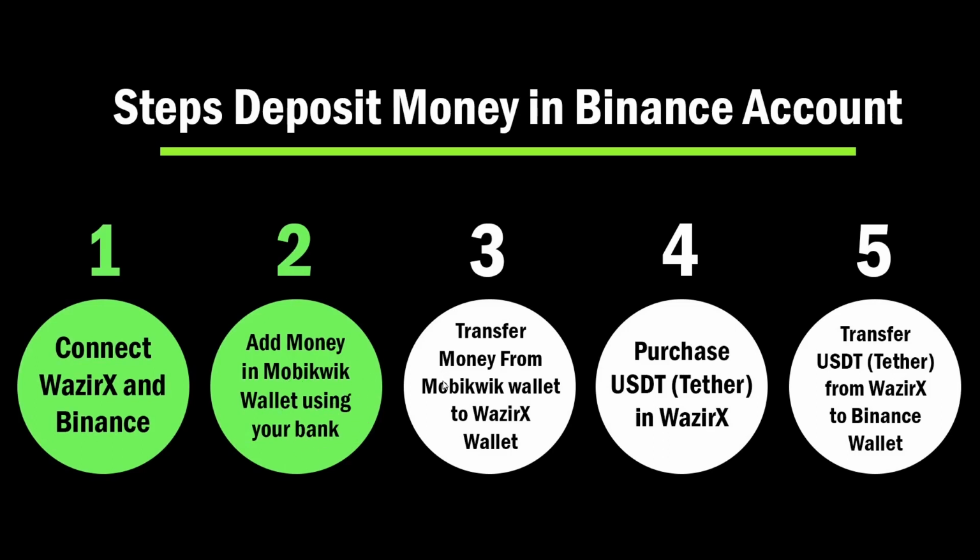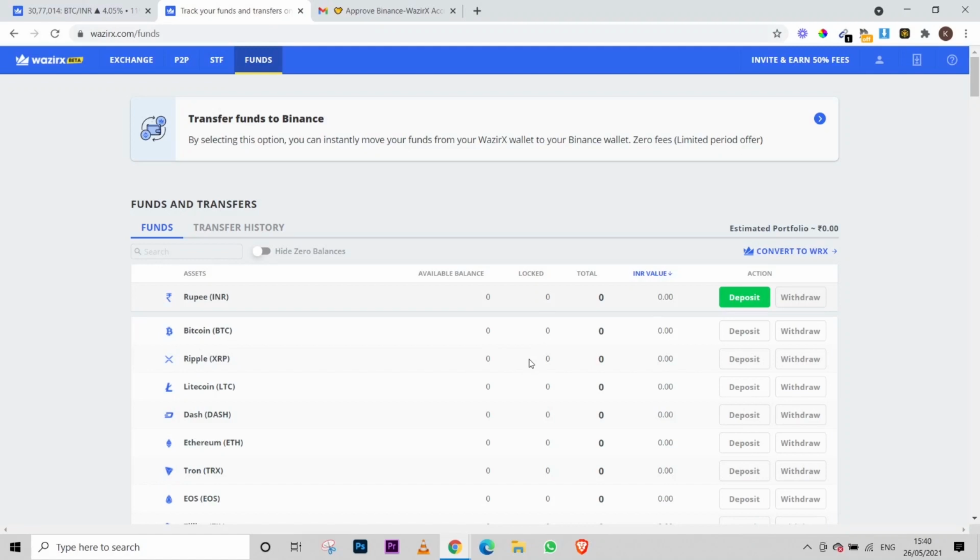Now we want to transfer this money from the MobiKwik wallet to the WazirX wallet. So how to do that? You just have to go to your WazirX account. After that, you can see there is a section for rupee. You just have to click on deposit, because we want to deposit our INR, our rupee, in this WazirX wallet. So we just have to click on this deposit.